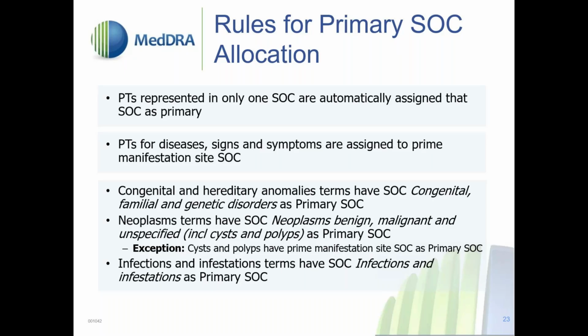And for the neoplasms, the primary link would be neoplasms benign, malignant and unspecified, and the secondary would be the site of manifestation. So I hope I made that clear, but if you have any questions on that, please add them to the question box and Hannah will bring them up to my attention.